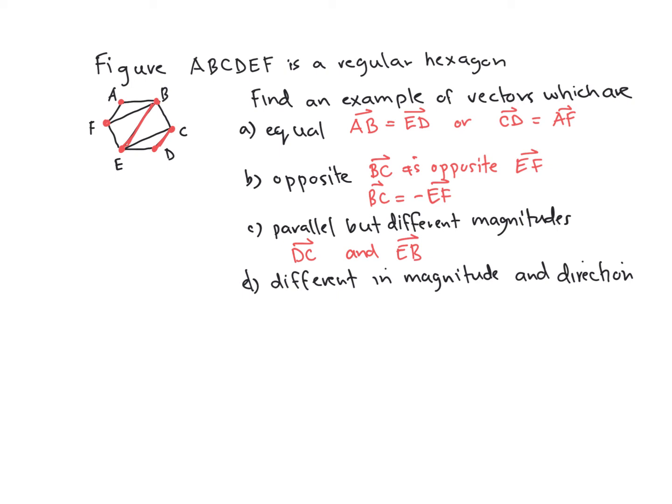Different in magnitude and direction. Lots of examples here. I might say F to B and maybe D to C, right? F to B and D to C, they're not parallel and they're different lengths. So you can just pick, there's lots of different answers for these examples. There's not just one answer. We have lots of different opportunities to write equal vectors in here, opposite, and so on.